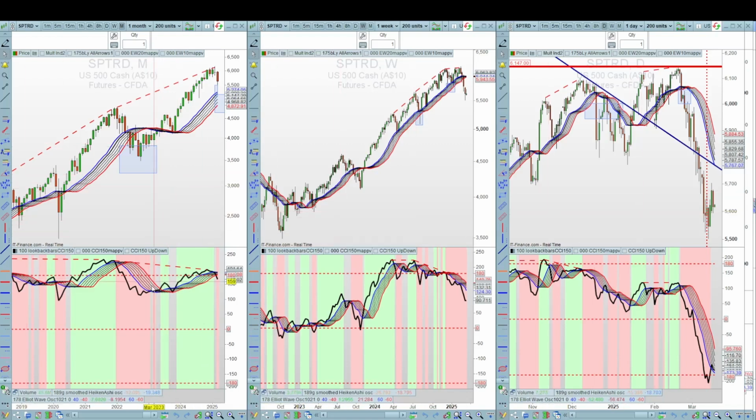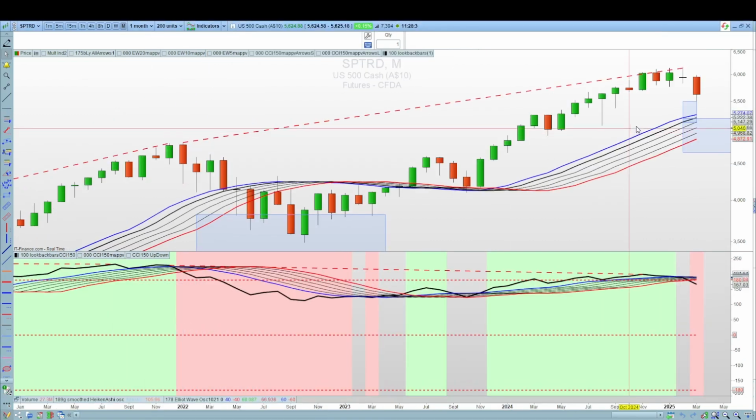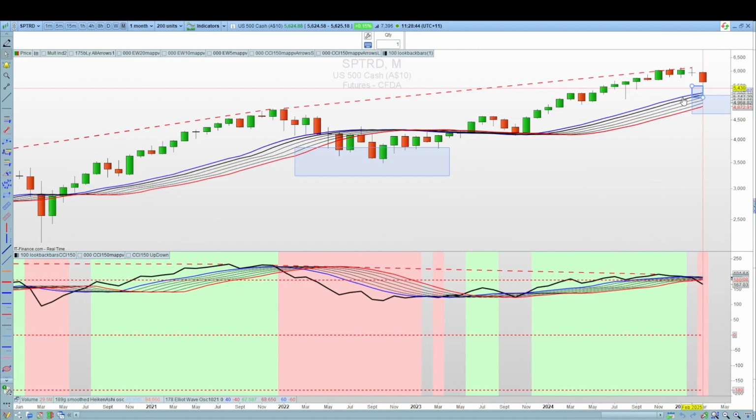So on the monthly, you can see we've got a bearish divergence, with the CCI making lower highs and the price making higher highs, which is a bearish divergence. Now you'll notice the CCI has broken below the moving averages, and that's a bearish outlook. Let me just expand that. Now I've got a couple of target areas there.